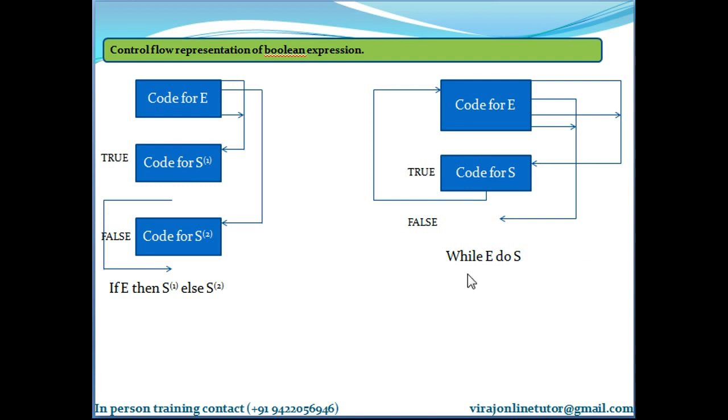What about this? While E is true, keep on doing S. So while E is true, keep on executing S. So E is the code here. If E is true, you execute S. Again you check for the condition. If E is true, you again execute S. You keep on executing. Only if it is not a success, which is false, do I come out. Okay, so these are the control flow representations of Boolean expressions.